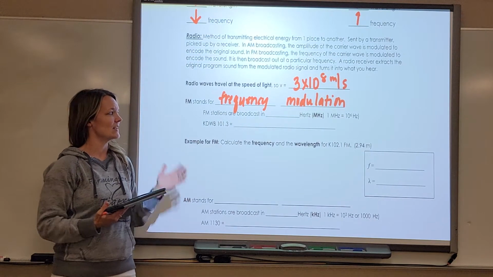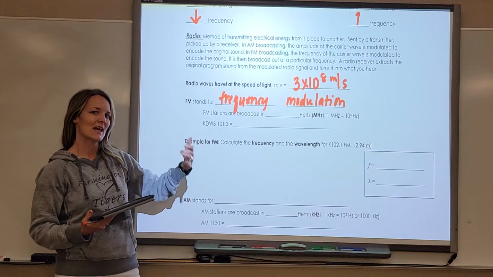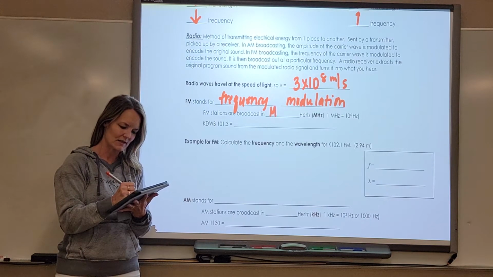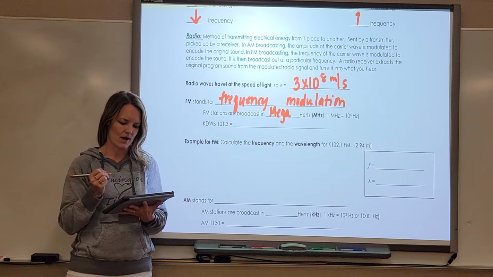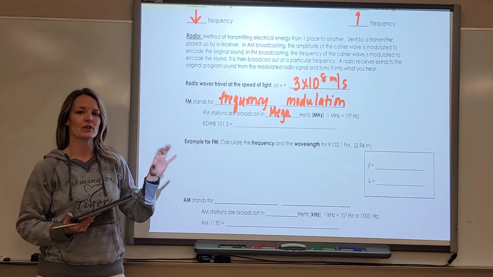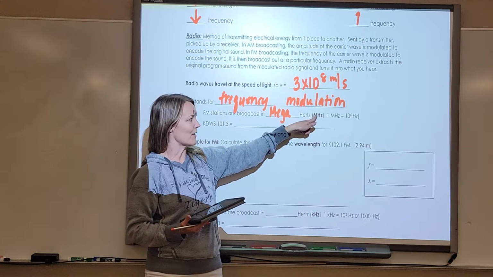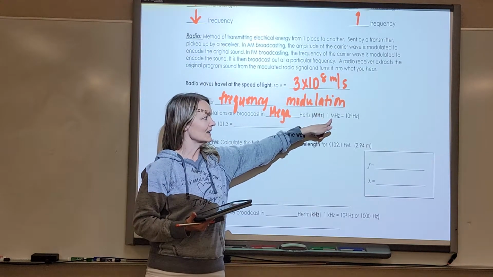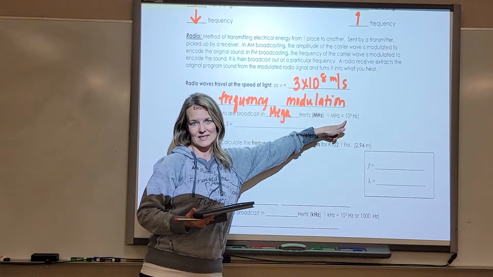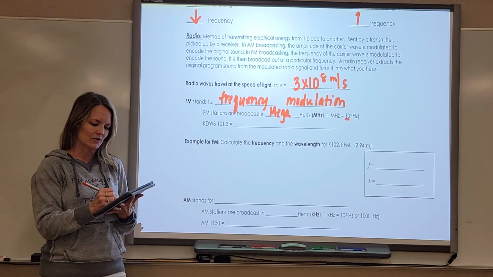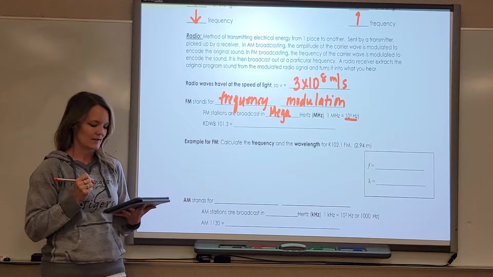FM radio stations take a certain place on the dial. They are broadcast in megahertz. A lot of your radios, if you look at it in your car, will say MHz. A megahertz is equal to 10 to the 6th, a million hertz. That number is on your equation sheet underneath the speed of light.